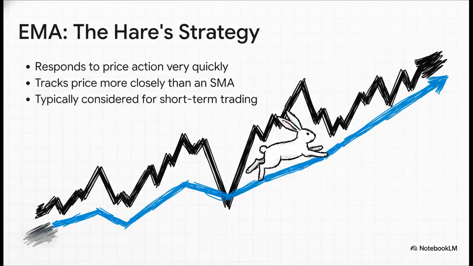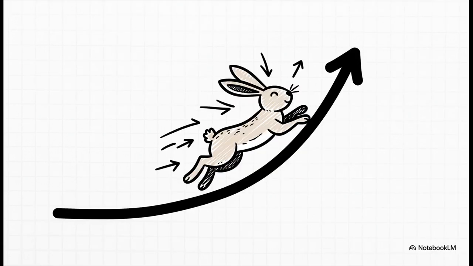So how does it do it? Well, the EMA's whole strategy is to focus on what's happening right now. It gives more weight, more importance to the most recent prices. That means it hugs the price action super closely, which is why it's such a popular tool for short-term trading. And the biggest advantage of being so fast? You can spot a potential trend almost the second it starts.